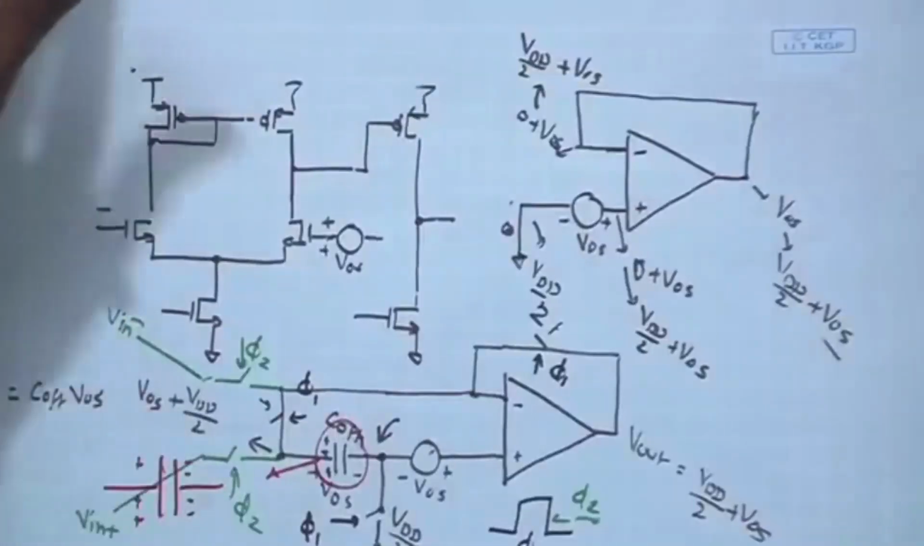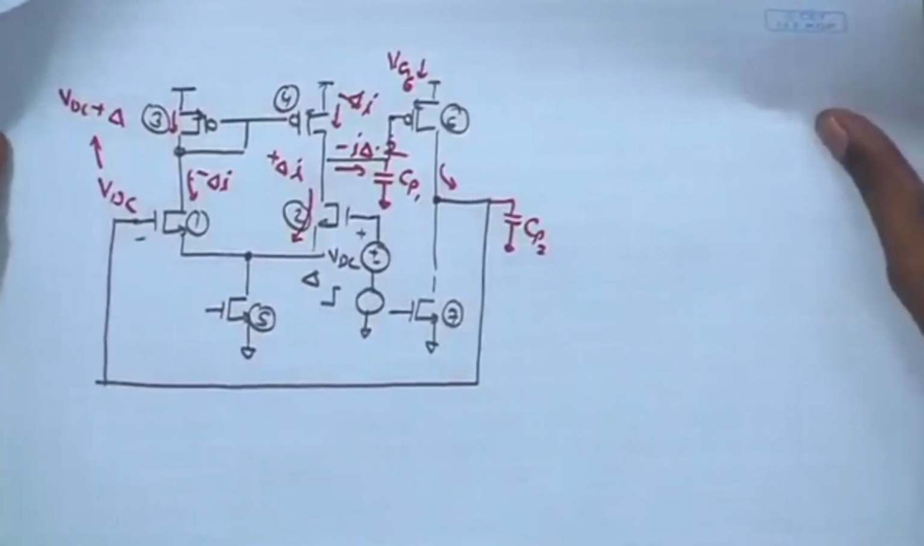Welcome back, and let us resume our discussion on the offset cancellation circuit that we started with. Before we go further, any other questions in the discussion that we had?